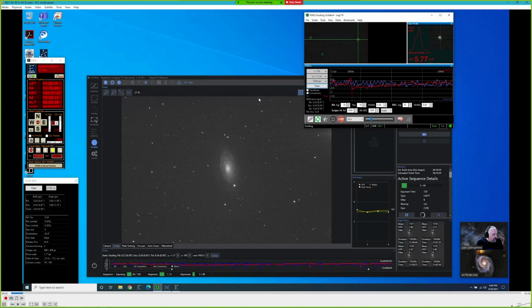So here's some of my first images coming in. I've got my guiding set at 0.58 total RMS, so I'm pretty happy with that so far. Nice sub, man. Whoa!